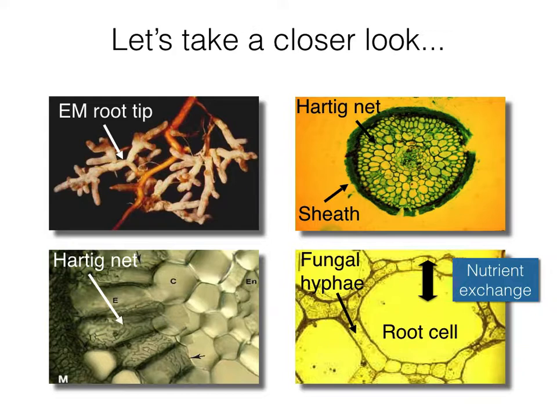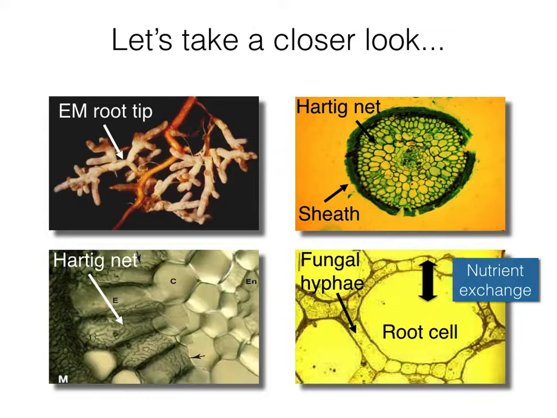So the plant is acquiring water, nutrients in the form of nitrogen and phosphorus, and in return the fungi is receiving carbon from the plant in the form of carbohydrates that were, of course, originally fixed via photosynthesis in the leaves and translocated down into the root system.